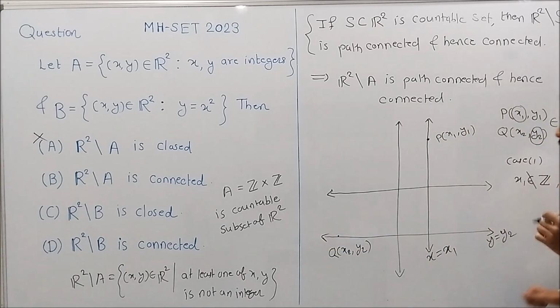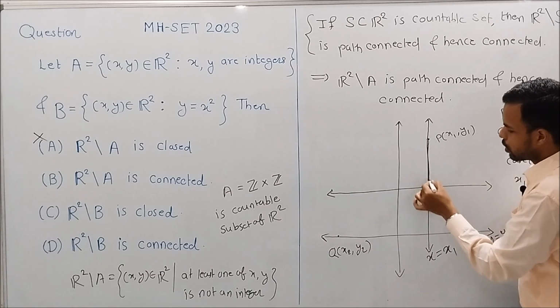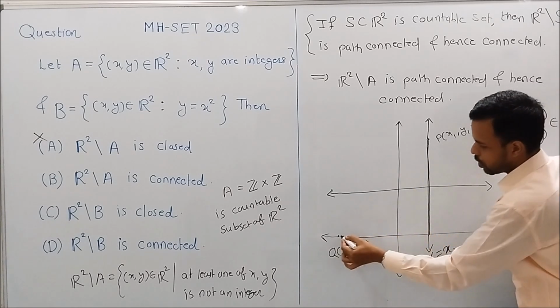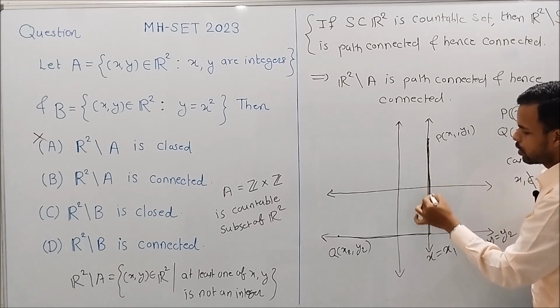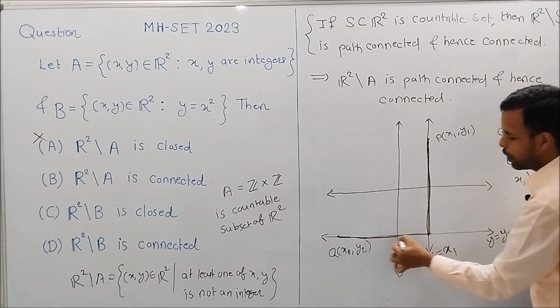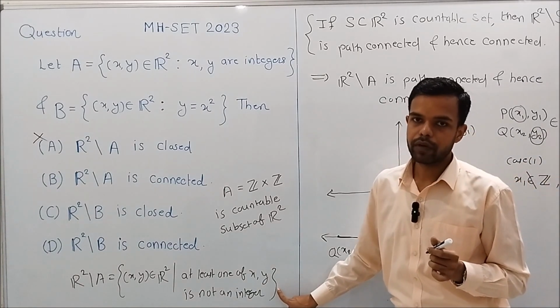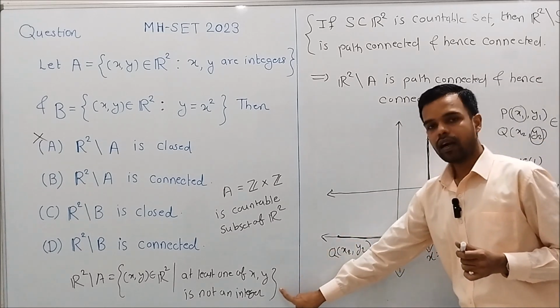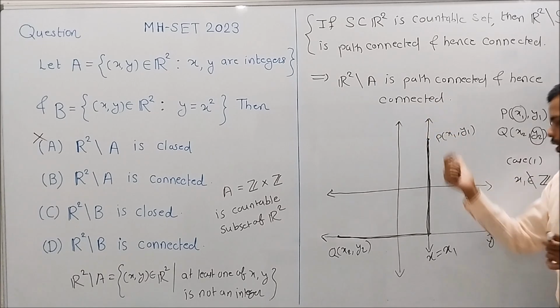So for any two points P and Q in R2 minus A, that is the complement of A in R2, we have a path joining P and Q which is completely contained in R2 minus A. So R2 minus A is path connected.